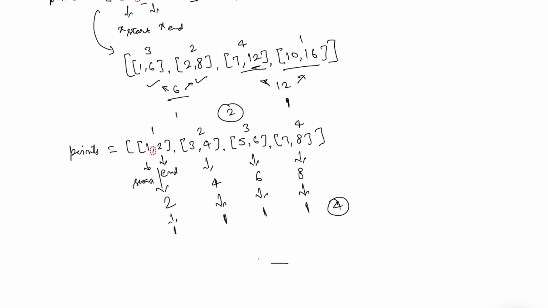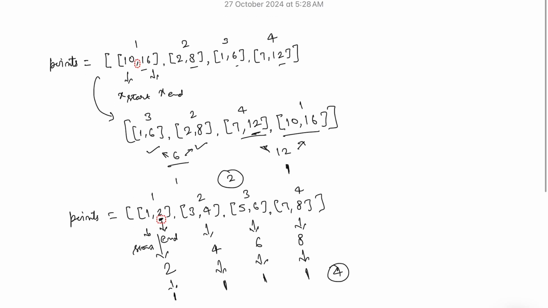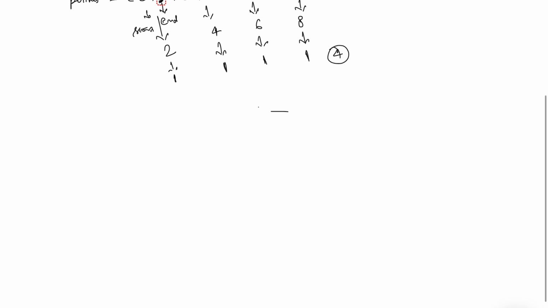So what we have to do? We have to first sort this list according to the second element of each list. Because this is a list of lists, we have to sort it according to the second element. Here also, according to the second element of each list. So at first we will sort, and we will take the first arrow pointer. We can take any value of the shoot. The shoot position will be what?